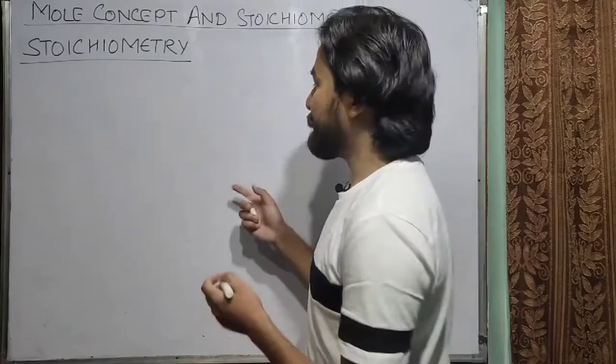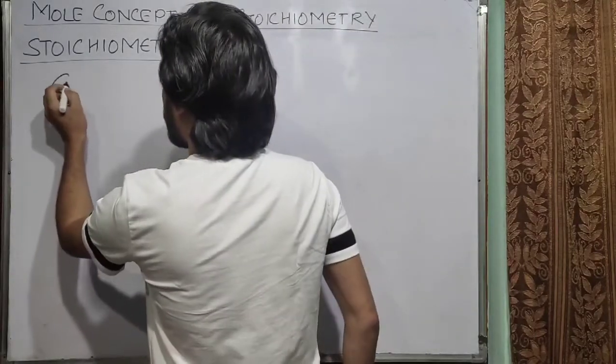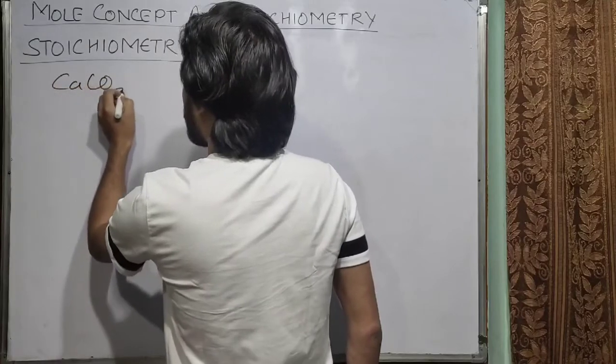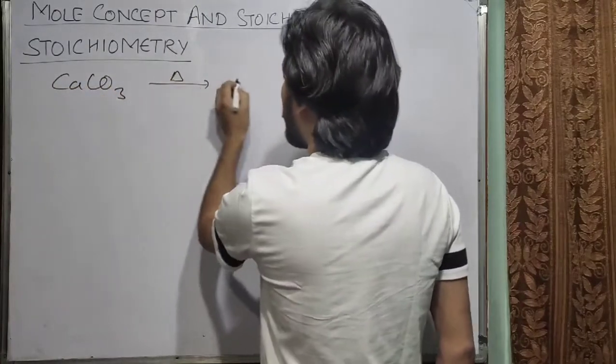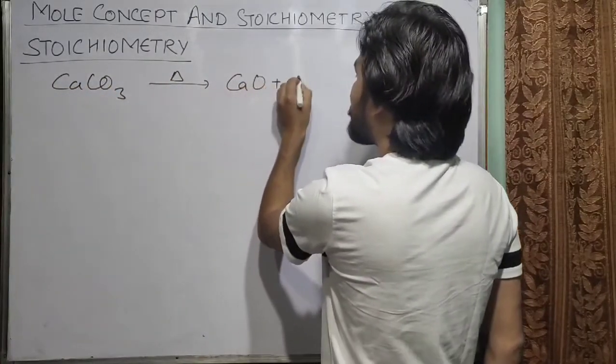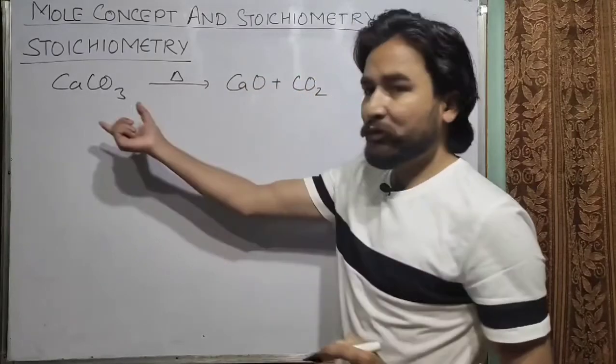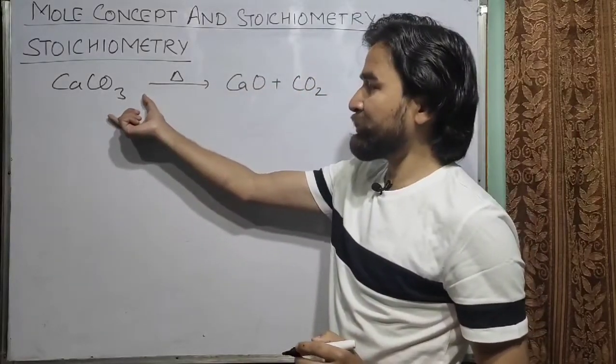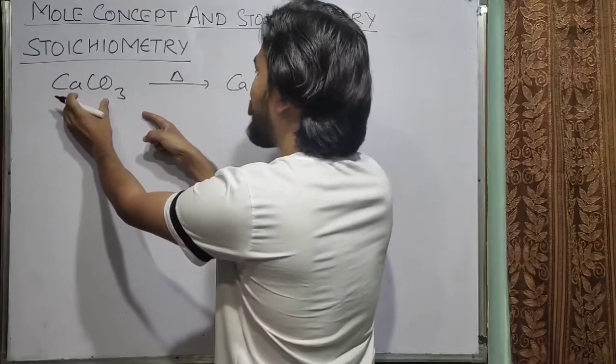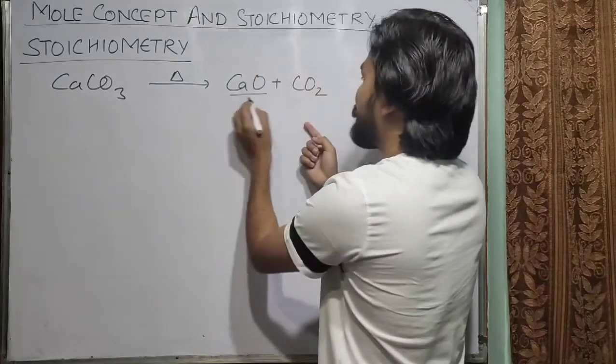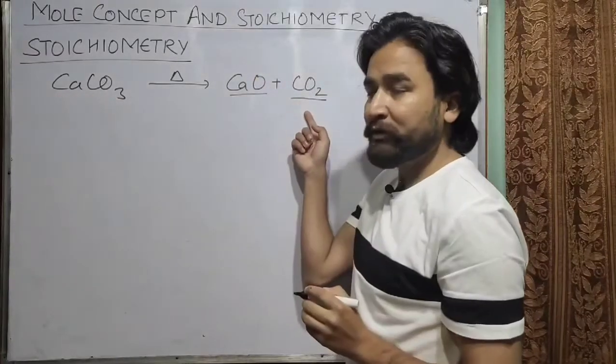So let's see how stoichiometry works. For example, we have a chemical equation here, that is CaCO3. On heating, it will form CaO plus CO2. You can see from the equation, if we have one molecule of calcium carbonate, it will give one molecule of CaO and one molecule of CO2.